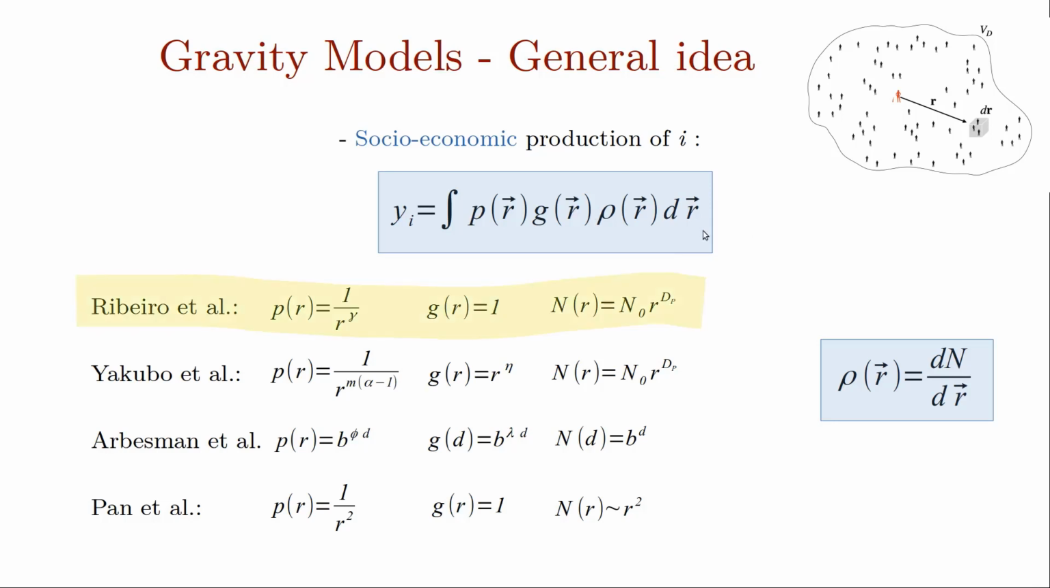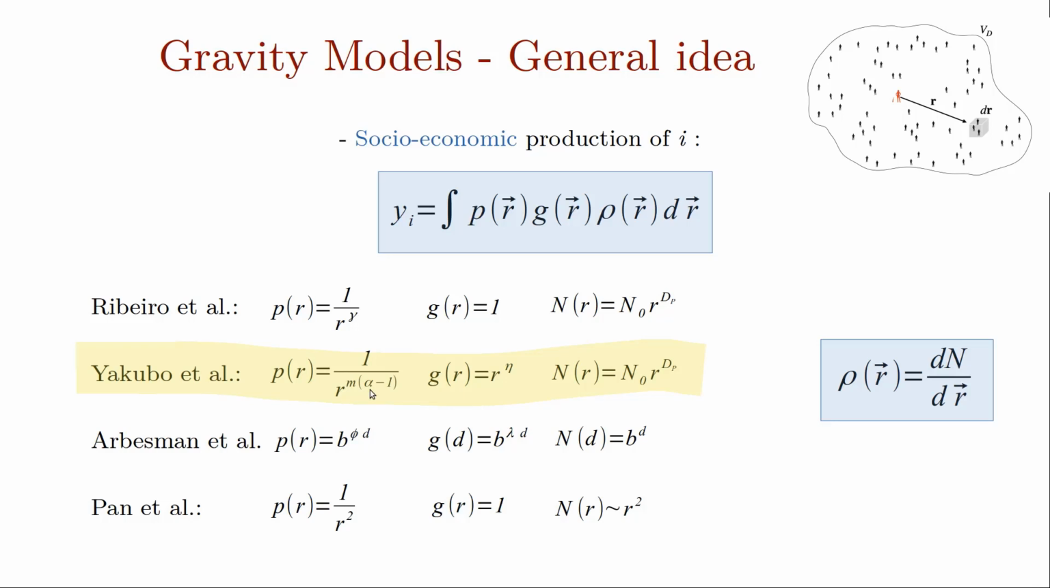For example, in the Ribeiro et al. model, the model that I have proposed, we consider this kind of probability of interaction. We didn't consider that all interactions produce the same socioeconomic output, and we consider also the fractal distribution of the population, right? Or in the case of the Jacobo et al. model, that considers that the interaction not only happens according to the distance, but also according to the influence of the people. So there is a distribution of the attractiveness of the people, and that is a new ingredient for this approach.